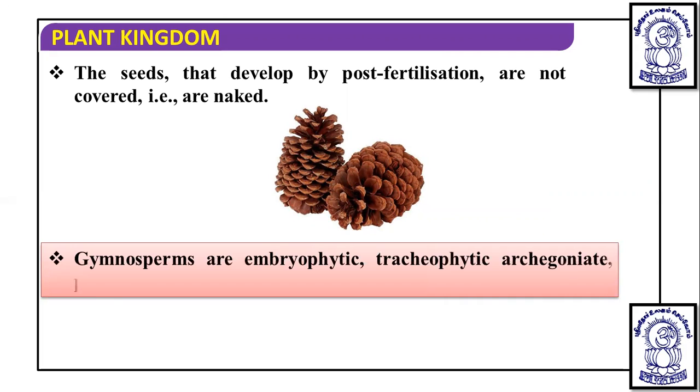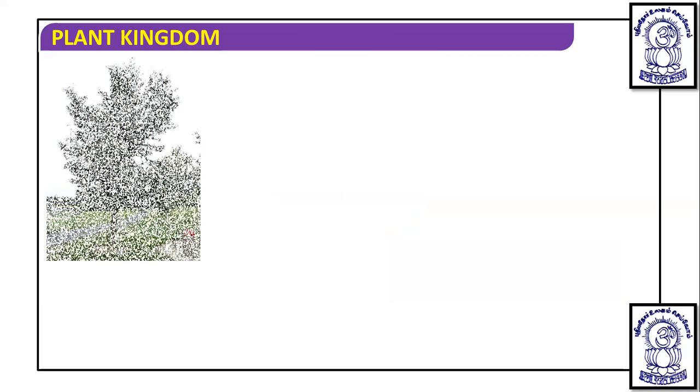In the same way, in gymnosperms, embryo is present. So gymnosperms are embryophytic. Tracheophytic means vascular tissue is present. Archegoniates means archegonium is present. And phanerogams means seed containing plants. So they are embryophytic, tracheophytic, archegoniate phanerogams. Means they have embryo, they have vascular tissue, they have the female sex organ, that is archegonia, and they have seeds.